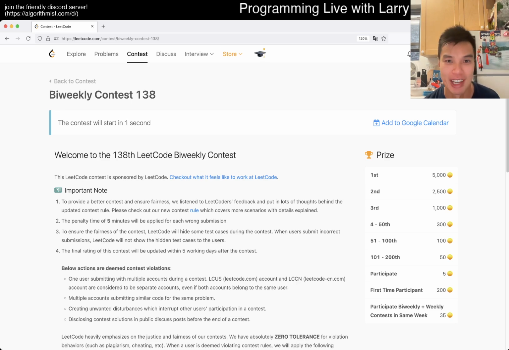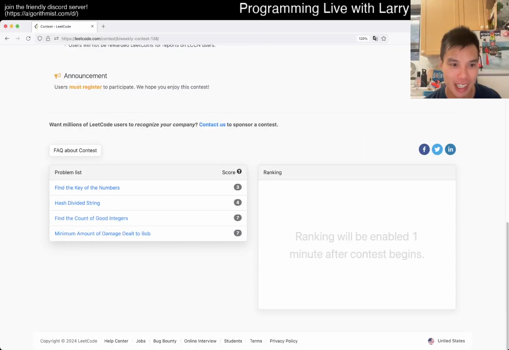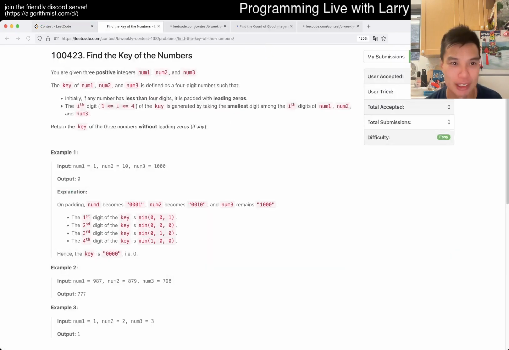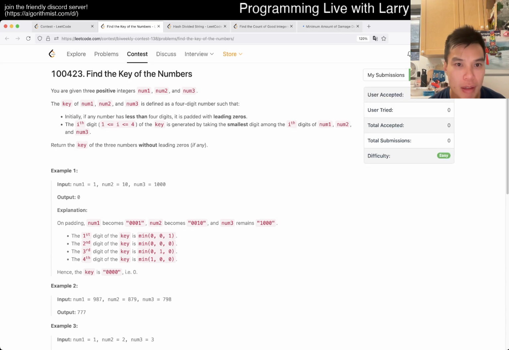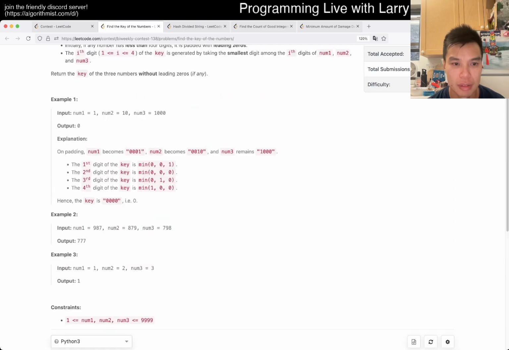This is the live video. And let's go. Two 7-pointer problems, two hard problems. Let's go. Find the key of the numbers. And smallest digit of the ith digit. There's only 3 numbers.